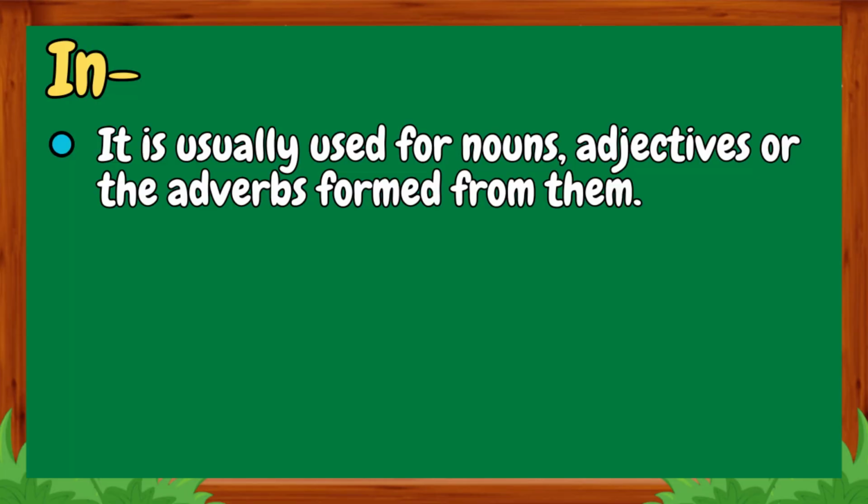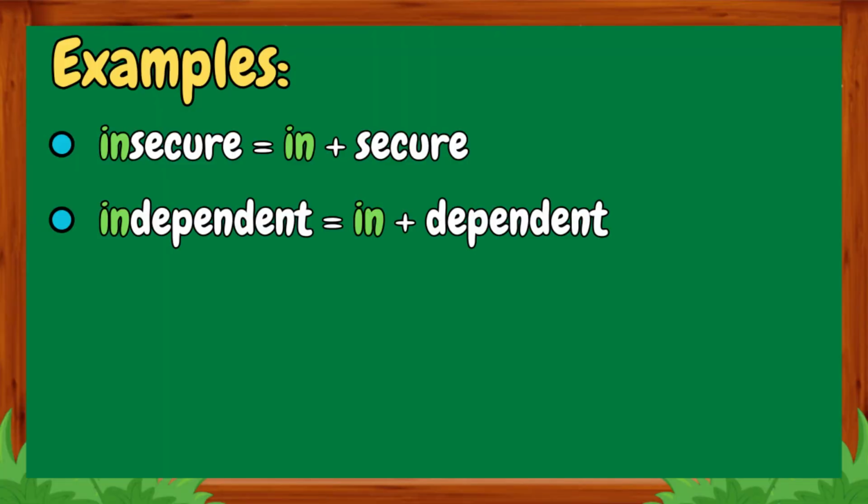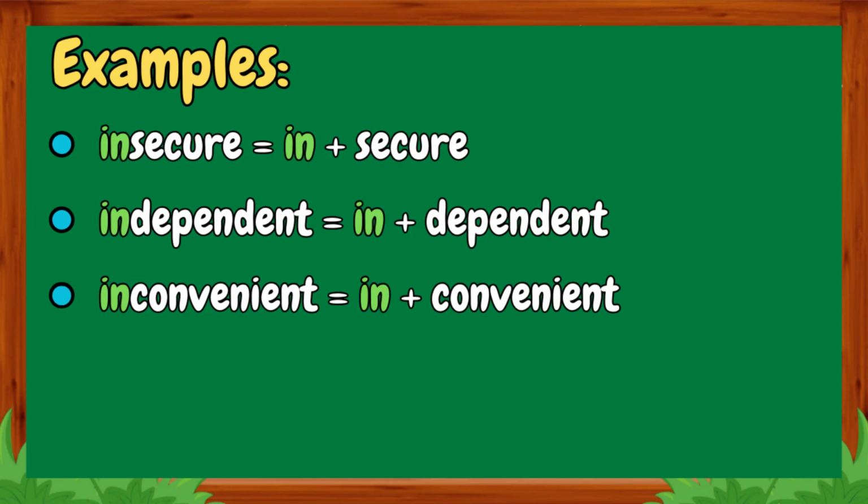The prefix "in" is also used for nouns, adjectives, or the adverbs formed from them, and it also means not. And let's go look at some examples. Insecure, independent, inconvenient, inaccurate. So there's the prefix "in". Let's move on to prefix number 3.